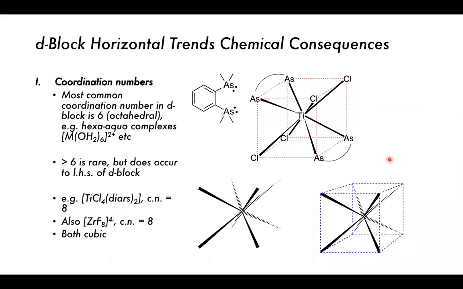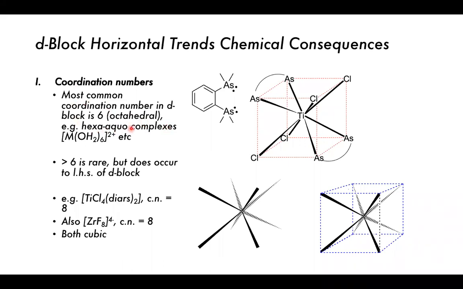So, the chemical consequences of some of these horizontal trends. The trends have an effect on what coordination numbers are accessible, how they will bond, how they will form complexes, and how useful those complexes are. So, the coordination numbers: the most common coordination number in the D block is 6, so that's octahedral.